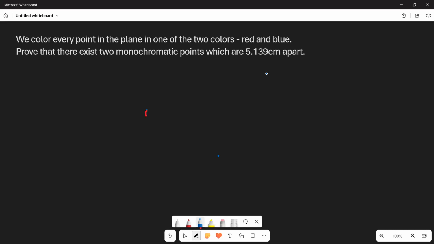Great question. Ma'am, but even I didn't understand the fact that if I have two blue points which are 5.13 centimeters apart, and then I have any colors in between, won't it answer the question? Yeah, so then we'd be done. That's what you want to prove, that no matter how we color the plane, we will always be able to find two red points or two blue points, which are at a distance of 5.139 centimeters. Oh, okay, now I got it.